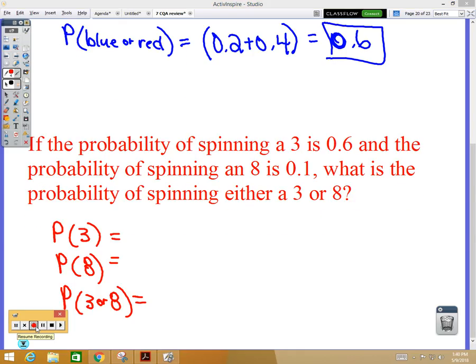So the probability of spinning a 3 is... the probability of spinning an 8. So the probability of spinning a 3 or an 8 is 0.7. Very good.